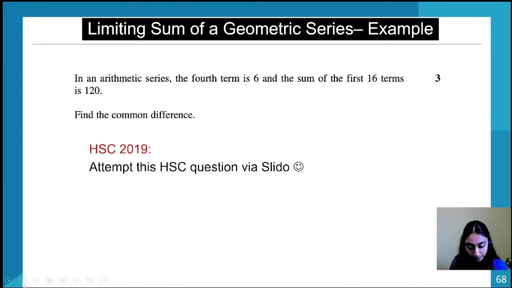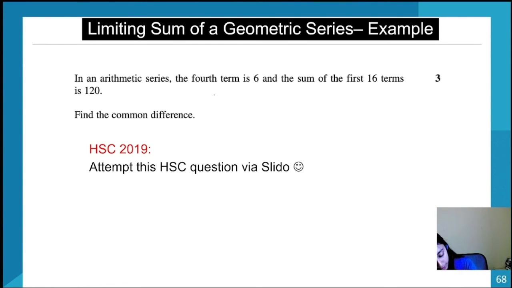I have another question for you guys. In an arithmetic series, the fourth term is 6, and the sum of the first 16 terms is 120. Find the common difference. I'll give you a minute to do that on your own. Jokes, I'm just going to make you pause so that we can hurry up and get everything done before the time's over. Okay, so let's do this.